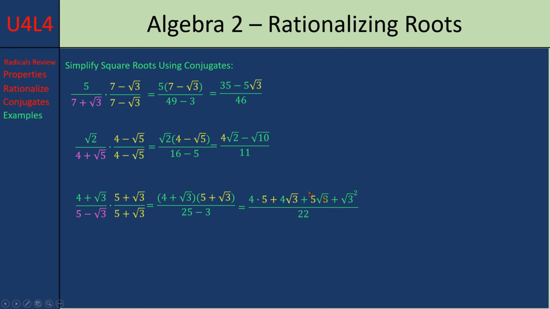Okay, and you see these middle terms here. These are like terms, okay, because you have 4 of radical 3 and 5 of radical 3. So you add these together, you get 9 radical 3. And radical 3 squared is just 3. So 20 plus 3 is 23. And the bottom is just 22. So 23 plus 9 radical 3 over 22.